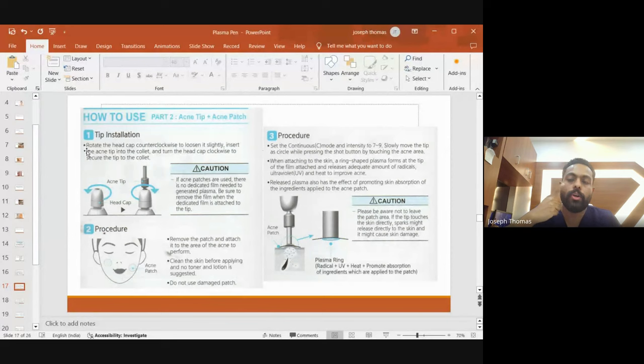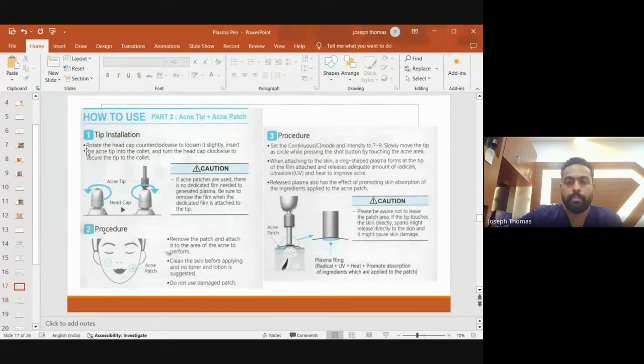You put the acne patch on top of the acne, and with this tip, in continuous mode, 7 to 9, slowly move the tip in a circle while pressing the short button. It will release the plasma energy and the same free radicals, and it will promote absorption of the ingredients of the patch. Normally, the acne patches you purchase on Amazon contain components like niacinamide. Just put it on the acne and go over it with the plasma machine. The absorption will be higher with the plasma pen. So this is another indication you can do with a plasma pen.